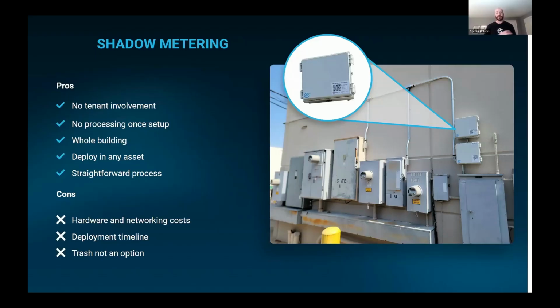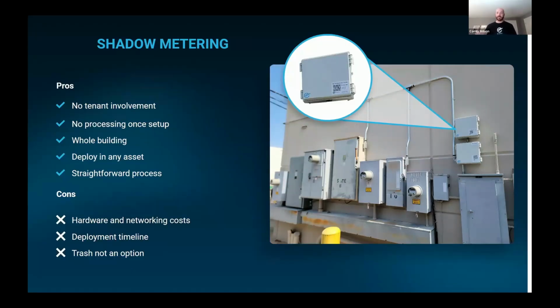So similar to manual meter reads, right? The installation of these sensors almost always happens on the outside of actual tenant spaces. And while many landlords give their tenants a heads up, usually the tenants don't have to be directly involved, and they definitely don't have to be directly involved on an ongoing basis.